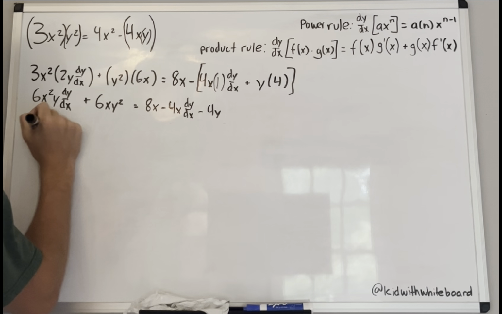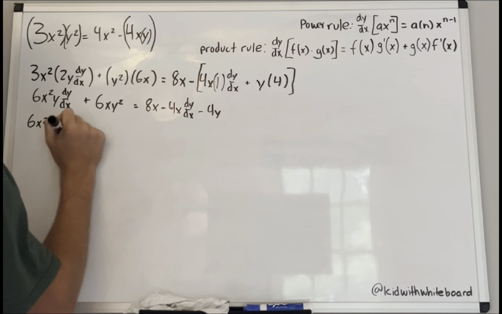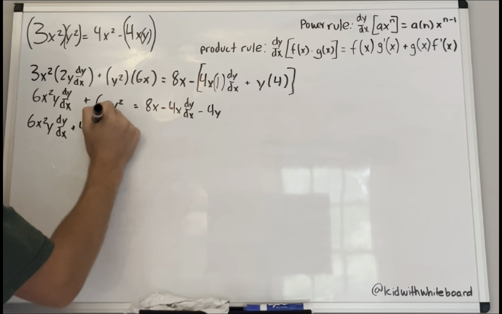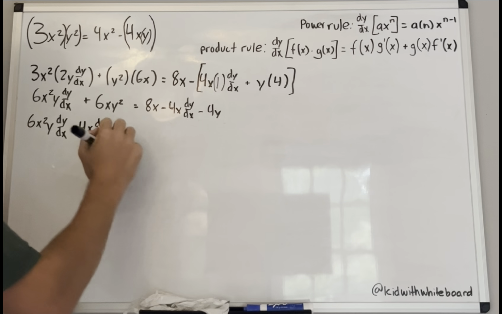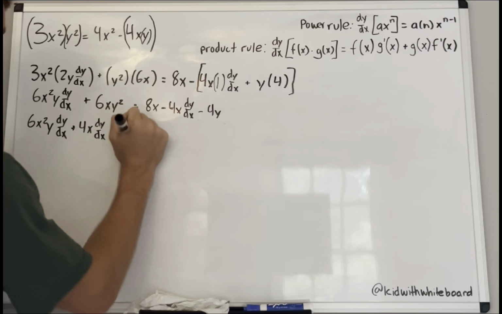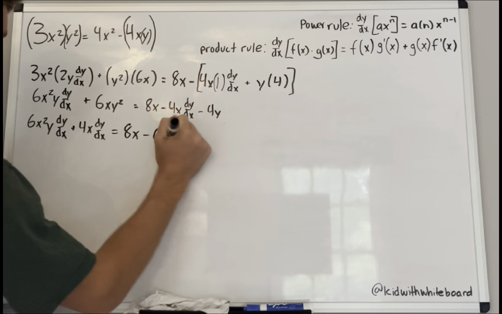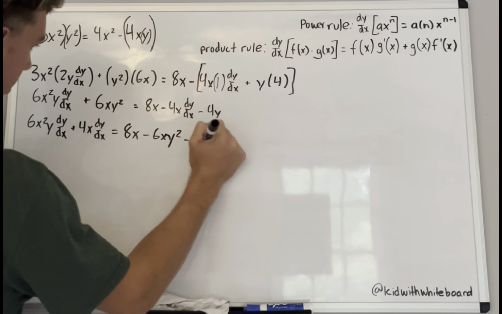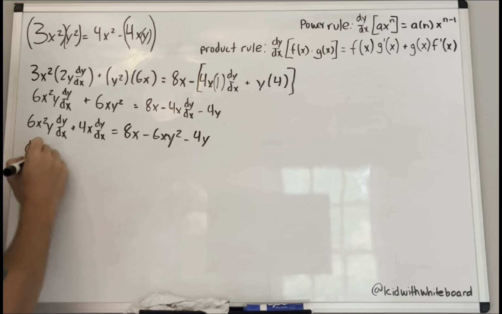So I'm going to keep my 6x squared y dy over dx over here, and then add a 4x dy dx on that side. And then I'm going to subtract this one. I'm going to keep the 8x and then subtract the 6xy squared, and then minus 4y. So from this point, you can factor out your dy dx because it's in every term over here.